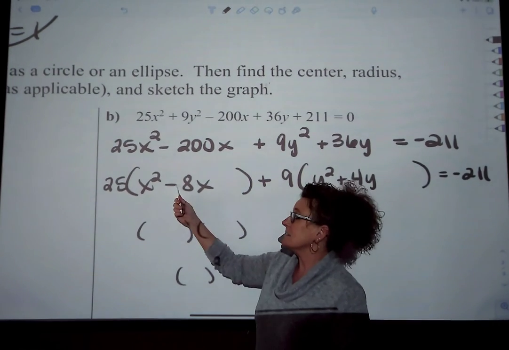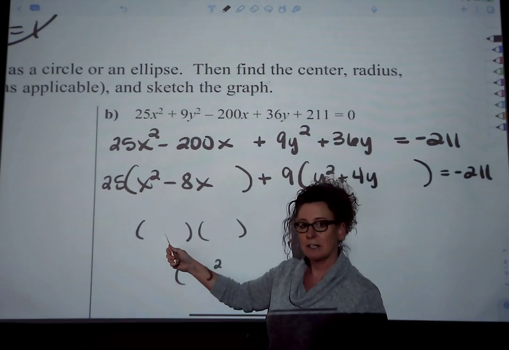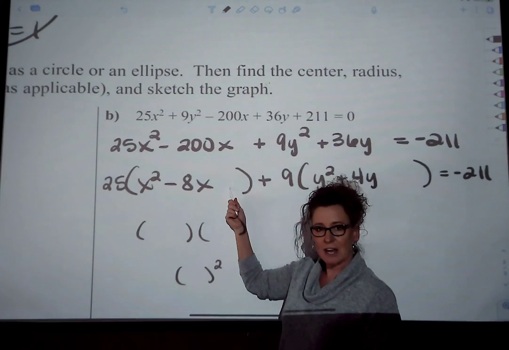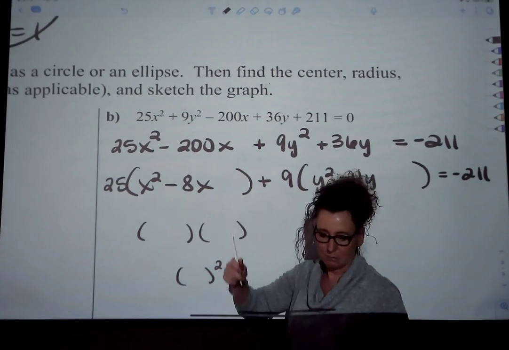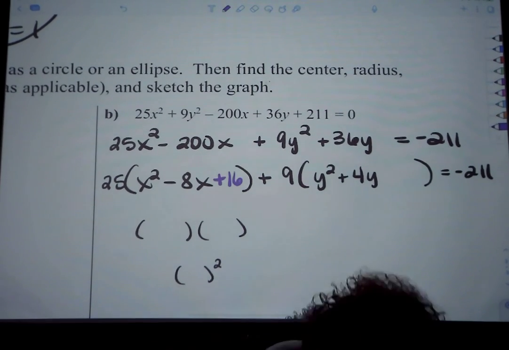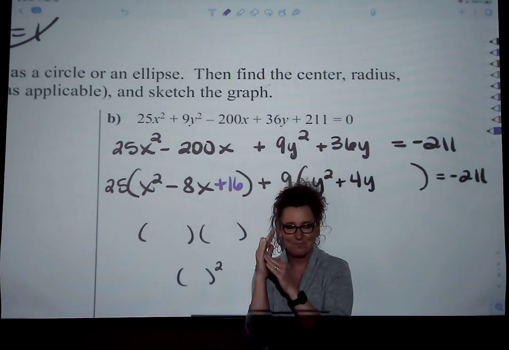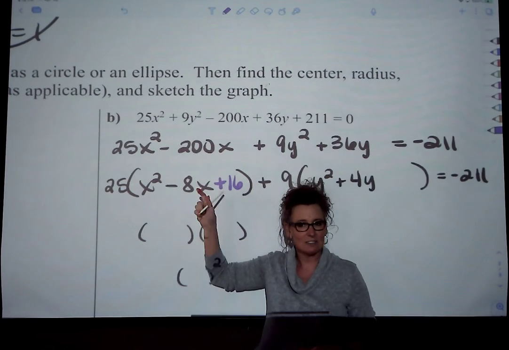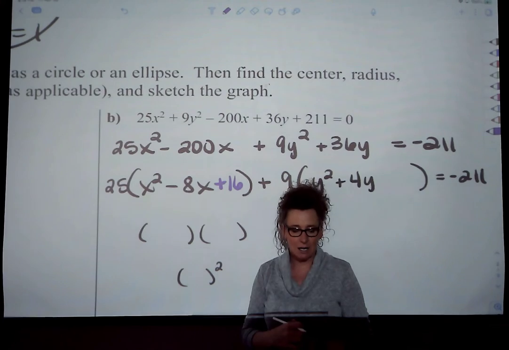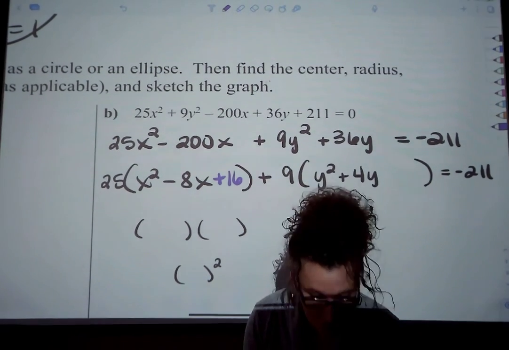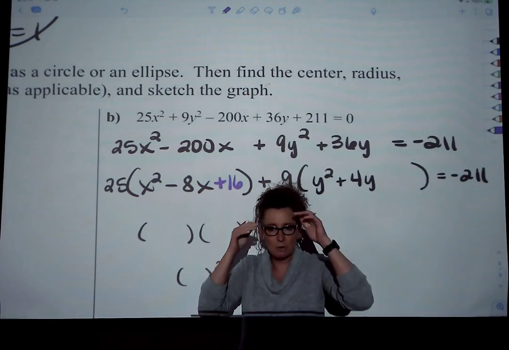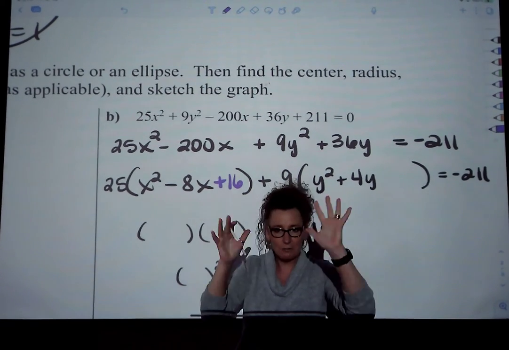All right, so since this is negative 8, I think this should be x minus 4 and x minus 4. What should that number be? Good, plus 16. Here I go. Plus 16. Hold on. Did I just add 16 to the left side of my equation? Nope. I just added 400 to the left side of my equation. Y'all are going, what? 400? Wait, where did 400 come from?